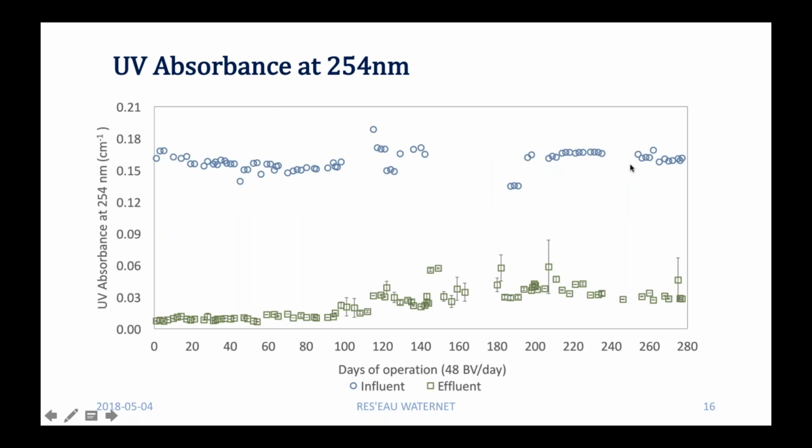We also measured UV absorbance for both inlet and outlet of the system at 254 nanometers. Observing the results, we can conclude that the system has an excellent performance in terms of the removal of UV absorbing compounds and organics. And converting UV absorbance to UV transmittance, we have an increase of UV transmittance from 70% in the influent to between 90 and 97% in the effluent.